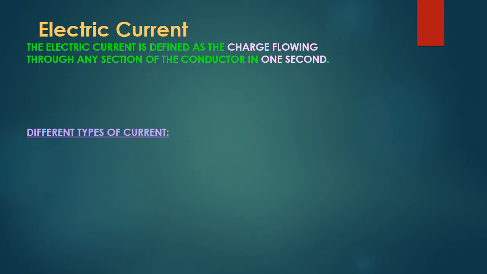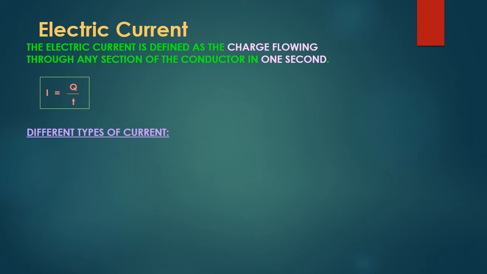Friends, electric current is due to the flow of charges in the conductor. If we want to define electric current, we can say that the charge flowing through any section of the conductor in 1 second is known as electric current, or we can say the rate of flow of charge is the electric current. Electric current can be expressed as I is equal to Q by T, where Q is the charge and T is the time.